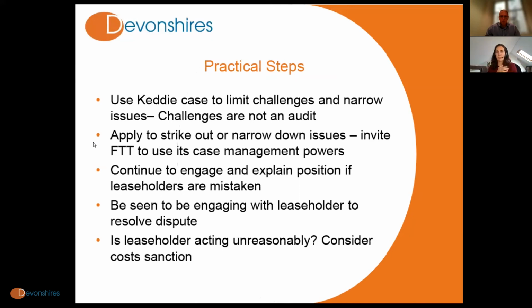You don't want it to be an audit of your practices for the last 6 years. So apply to strike out or narrow down some issues and invite the first tier tribunal to use its case management powers that we've already talked about. So we've already talked about the overriding objective, which is to deal with cases fairly, quickly and proportionately. If additional matters are being brought into the claim that aren't necessarily relevant, then arguably that's not using the tribunal in the correct way that it should be. It's not dealing with cases quickly, fairly and proportionately.